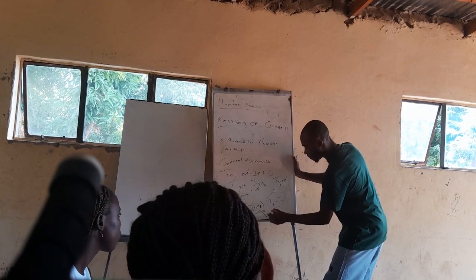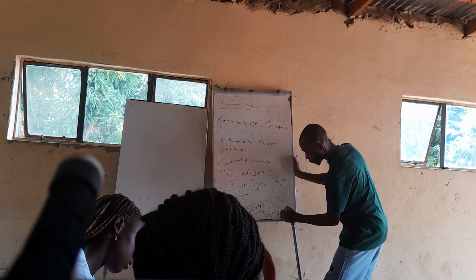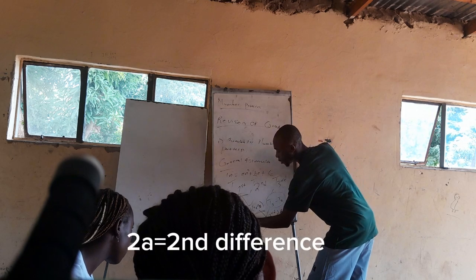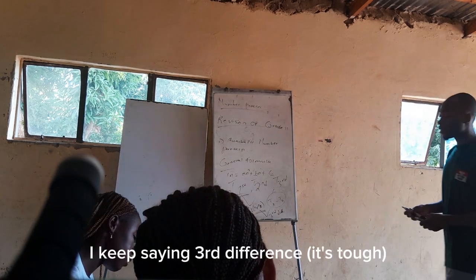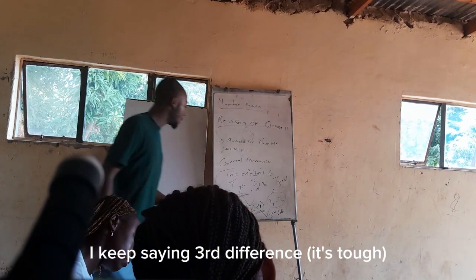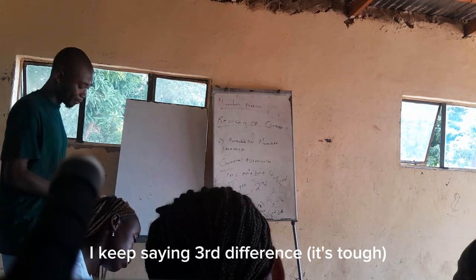Now let's go to the second difference, which is constant for quadratic number pattern. The second difference is 2a equals what? To your second difference. Your second difference is common in the quadratic number pattern.